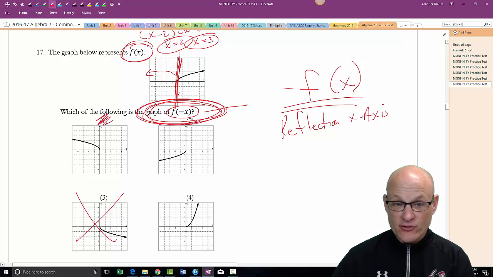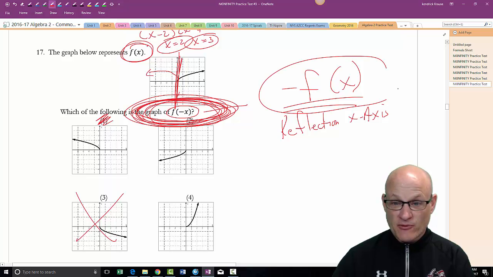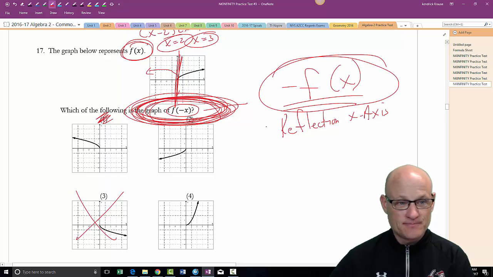Just remember that, okay? I'm going to make a flashcard for that. This is a reflection in the y-axis, right? This is a reflection in the x-axis.